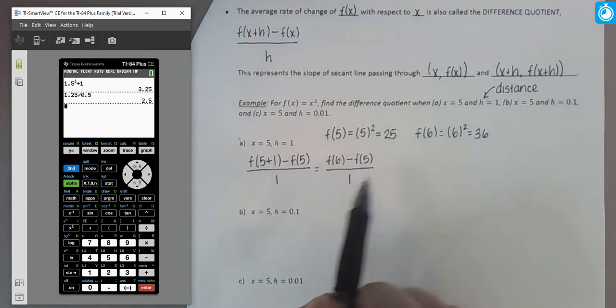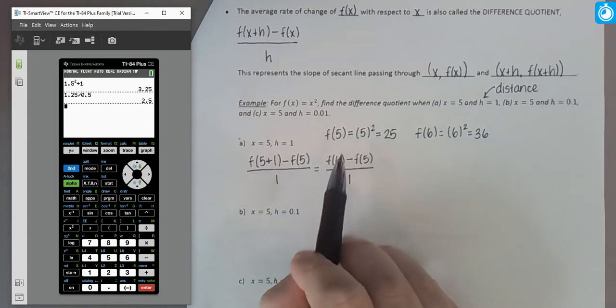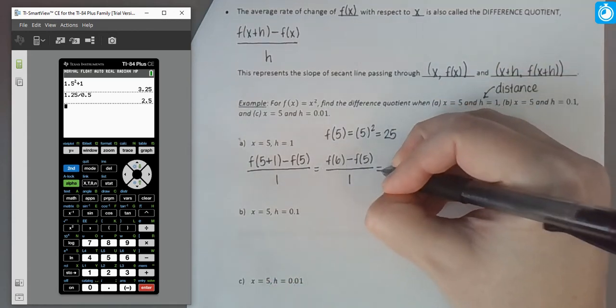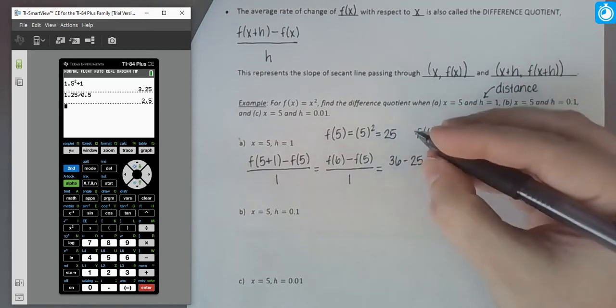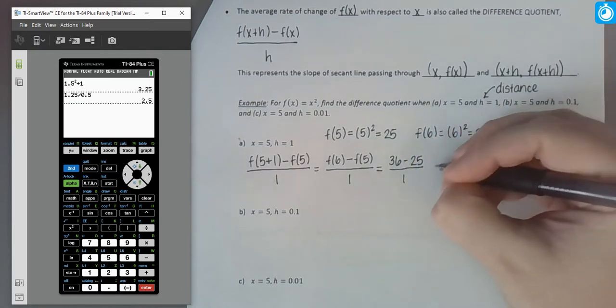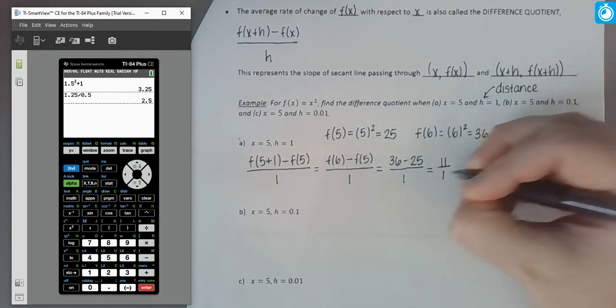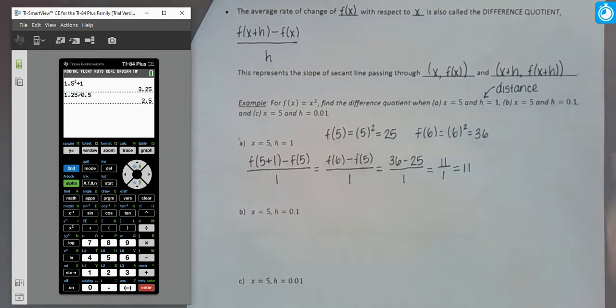Now make sure when you put them into the formula that you put them in the correct order. It's f of 6 minus f of 5. So f of 6 is going to be 36 minus f of 5, which is 25. We're dividing that by 1. 36 minus 25 is going to be 11, and anything over 1 is itself, so that's going to be 11. So this would be the average rate of change per unit in terms of change in y with respect to change in x, if we're talking about starting at an x value of 5, traveling 1 unit from there, and then comparing the associated function values, the associated y values.